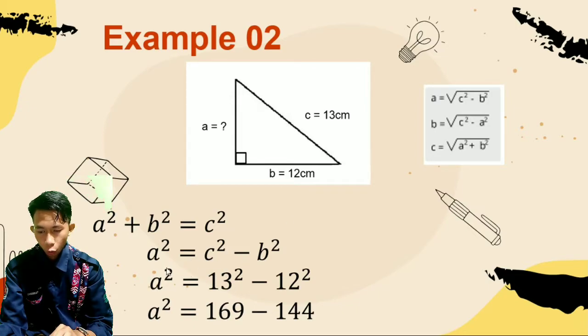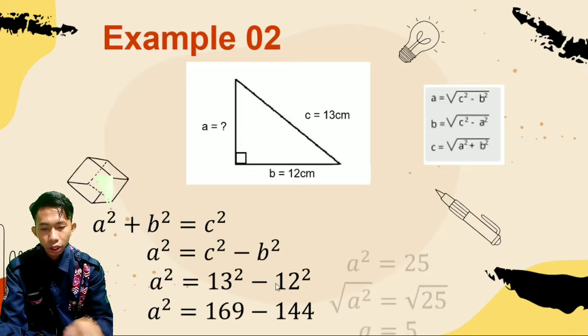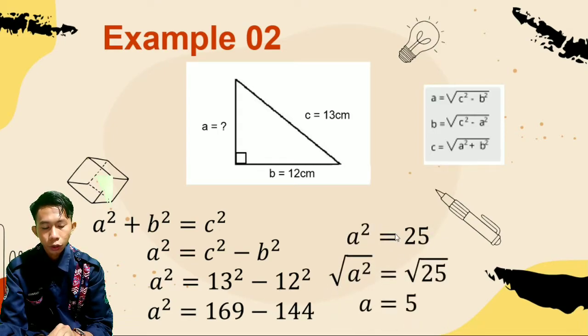We got A squared equals 13 squared minus 12 squared. 13 squared, which means 13 times 13, equals 169. 12 squared, which means 12 times 12, equals 144. So A squared will be equal to 169 minus 144. So A squared is 25.